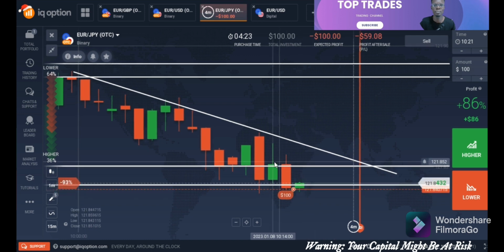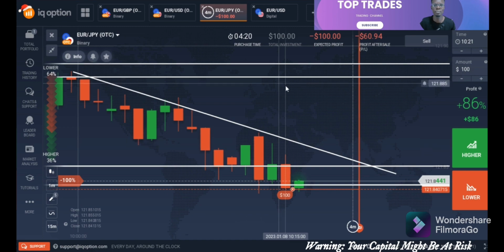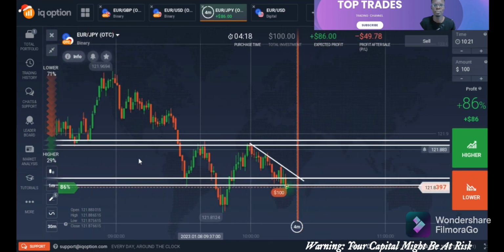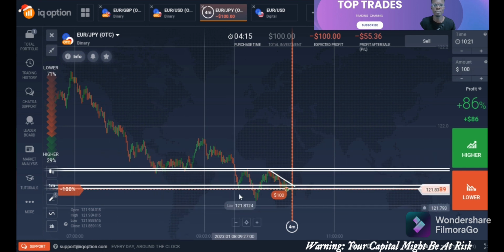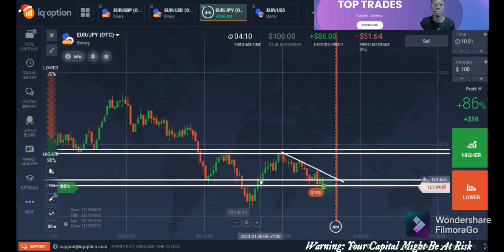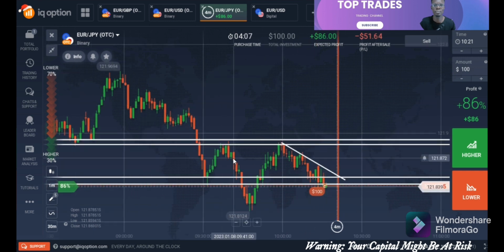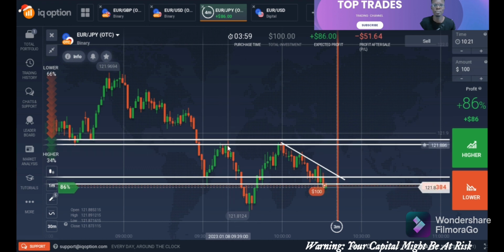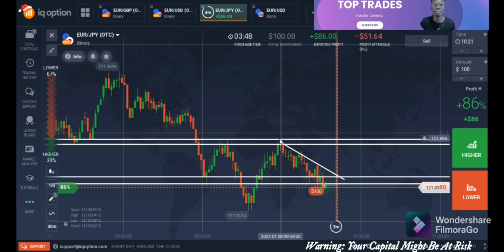So guys, I have placed the trade. Like I said, this is a downtrend, and when I opened this chart, I realized that it is a downtrend, and when we have a downtrend, we can only look for opportunities to sell, and we can only sell at resistance. We can't sell at support. We can only sell at resistance.